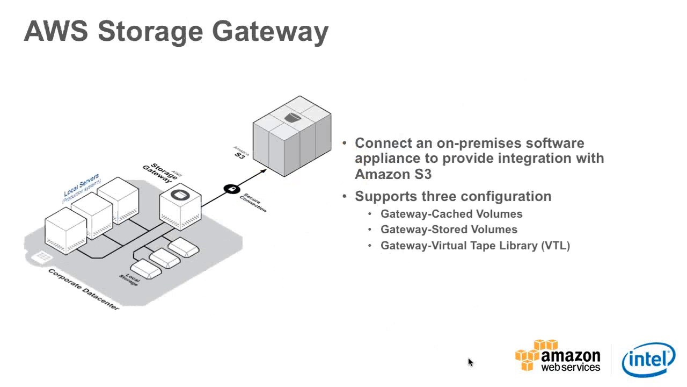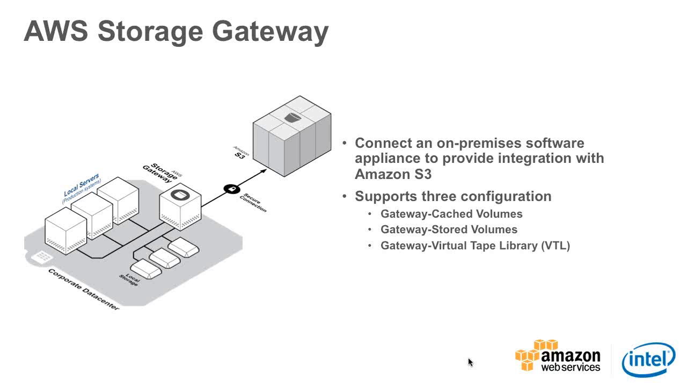AWS Storage Gateway allows you to connect an on-premise software appliance and provide integration back into the Simple Storage Service. AWS Storage Gateway basically provides you with a virtual image that you can run on-premise. It exposes certain volumes, the protocol is iSCSI, to your local service, to which your local service can write, and data is automatically replicated back into our Simple Storage Service, into Amazon S3.